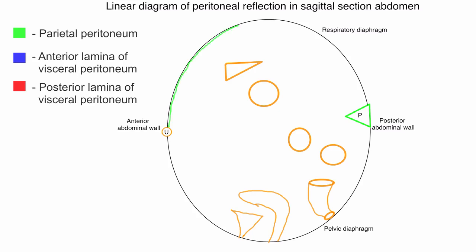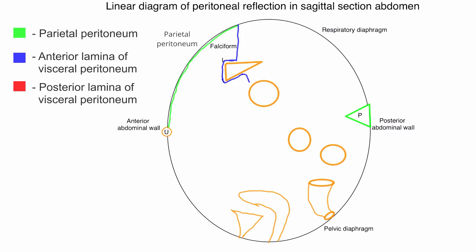Starting from the umbilicus, we reach the inferior surface of the respiratory diaphragm. This is the parietal peritoneum. From the diaphragm, it reflects on the superior surface of the liver. This is called the anterior lamina of the falciform ligament. It reflects on the superior surface, anterior surface, and continues on the inferior surface of the liver. From there, it reflects to the lesser curvature of the stomach. This fold of peritoneum is called the anterior lamina of the lesser omentum.